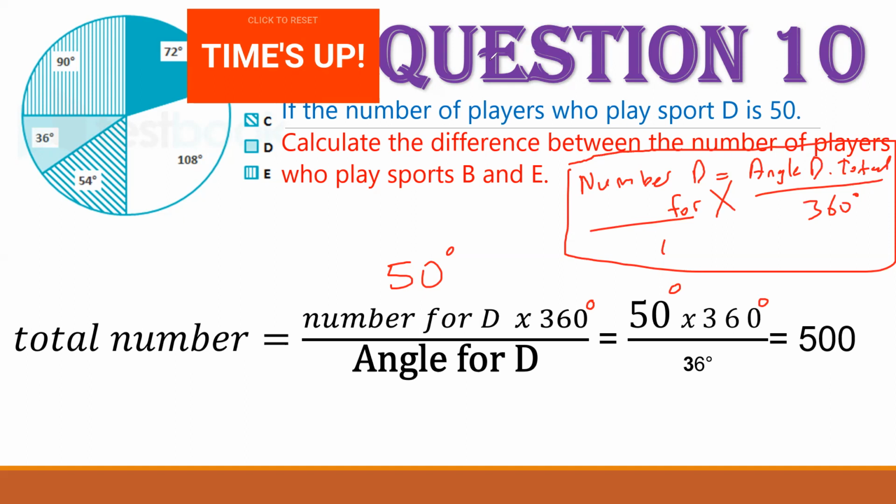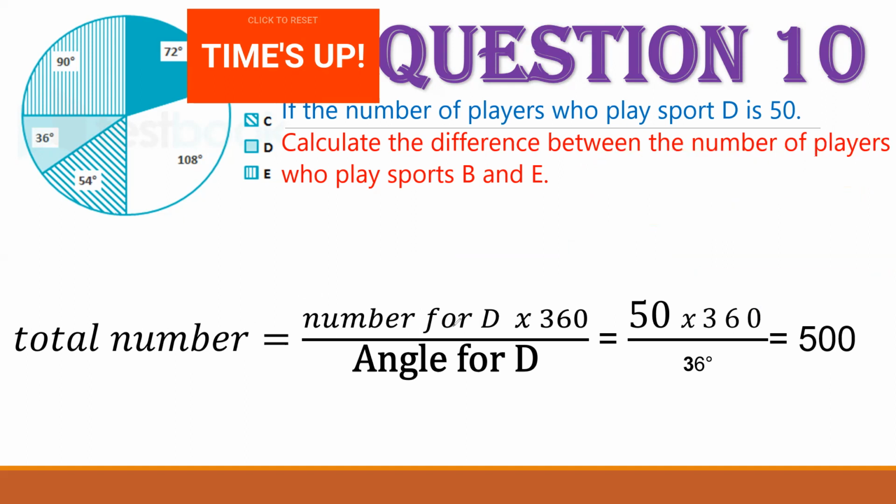Or you can use this. Let me explain with that one also. Let's finish this. Straight, you can use this formula: number for D times 360 degrees, over 36, because for D I know the angle is 36, divided by 36, and then you are getting a total number of 500. So 500 learners you have for this pie chart.